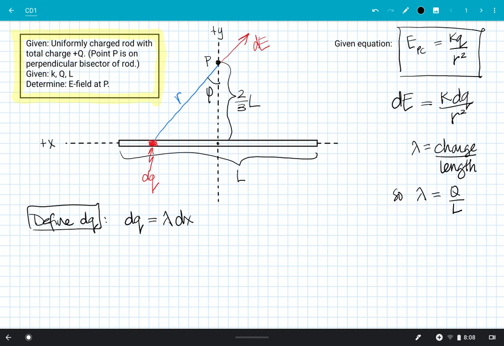So you should know charge distribution for charge per length, charge per area, and charge per volume. We'll be using eventually all three of those. Okay, so that's how I can write my DQ. So I'm going to leave that alone.